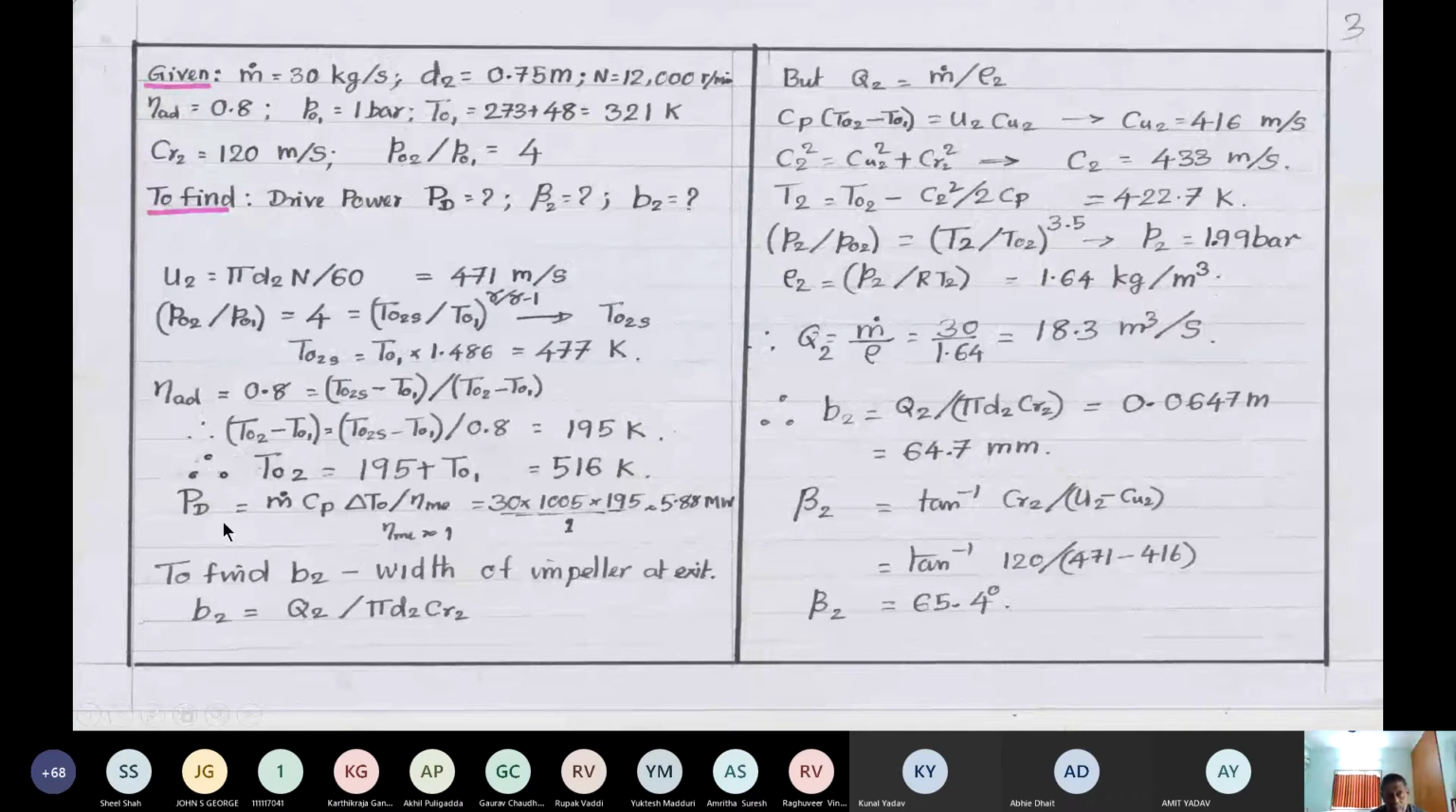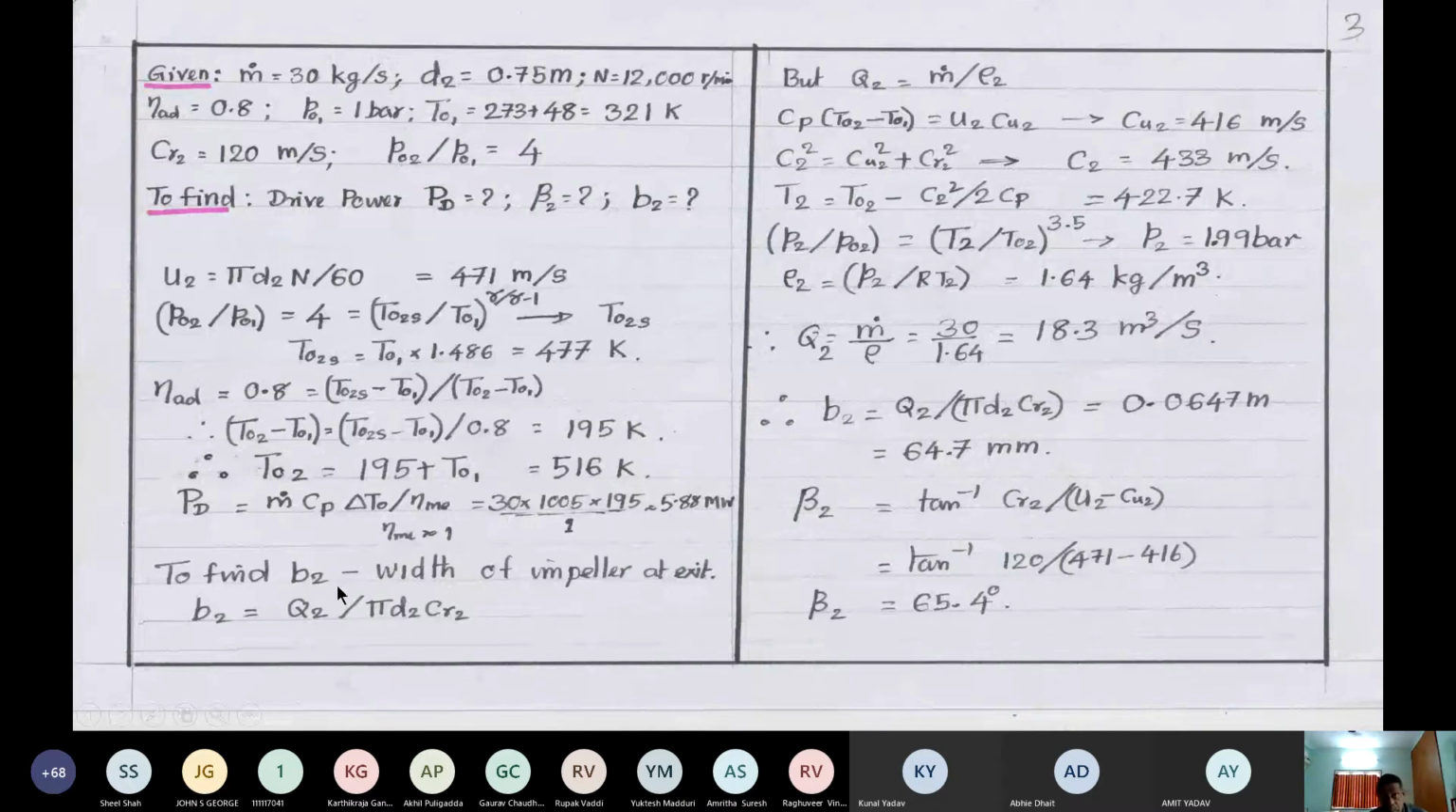Okay, now the power to drive is given by m dot Cp into delta T0. So Cp into delta T0 is otherwise the specific work, divided by mechanical efficiency. Here nothing is mentioned. Usually it may be around 0.97, 0.98, etc. So we have assumed here mechanical efficiency equal to 1, and so we get the power 5.88 megawatt. See, very large power. Okay, 5,880 kilowatt.